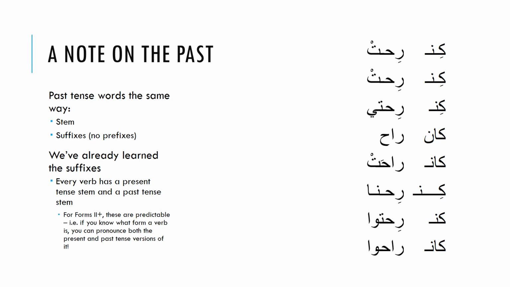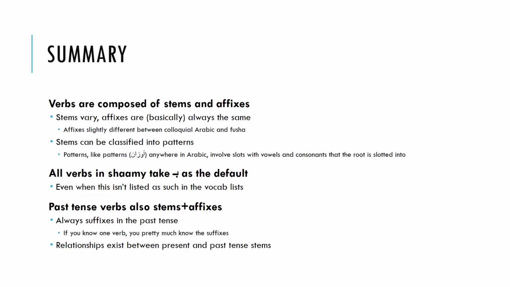Notice how nice these things go together. One thing we're going to learn is that for the forms two and higher, we can actually guess the past tense from the present tense, which is going to be really helpful later on. So in summary, all verbs are composed of stems and affixes. The stems vary between verbs. Each verb has a different stem, and sometimes in the past tense, the stem itself might vary depending on conjugation, but generally the stem itself stays the same, and you change the affixes in order to conjugate the verb to say who's doing what, the verbal action.